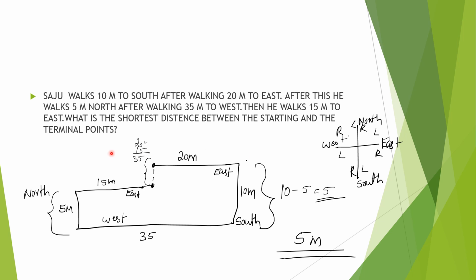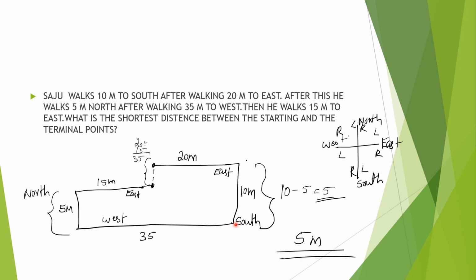So the next question. Saju walks 10 meters to south after walking 20 meters to east. After this, he walks 5 meters north after walking 35 meters to west. Then he walks 50 meters to east. What is the shortest distance between the starting and the terminal point? Saju walks 10 meters to south after walking 20 meters to east. So this is the east direction. After walking 20 meters, he walked to the south 10 meters.